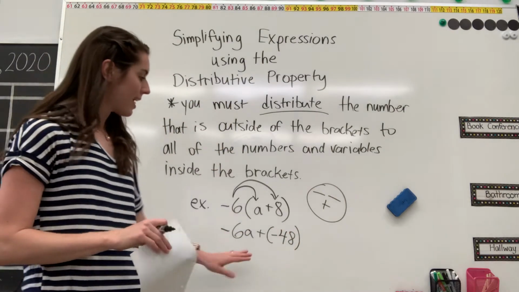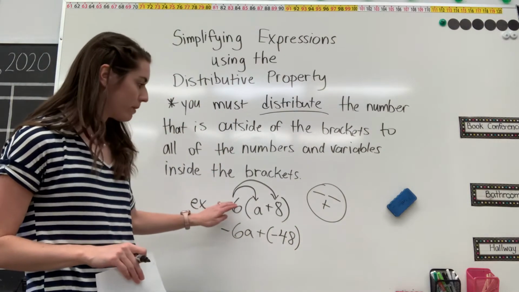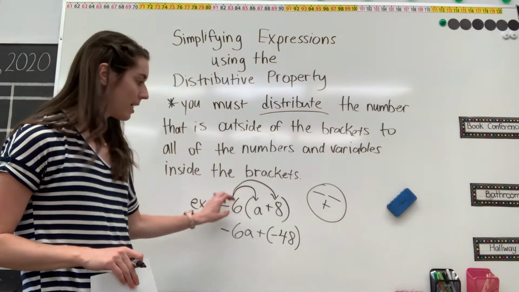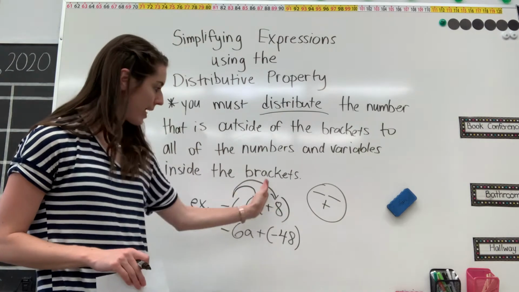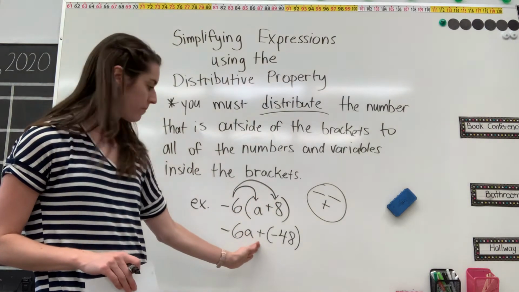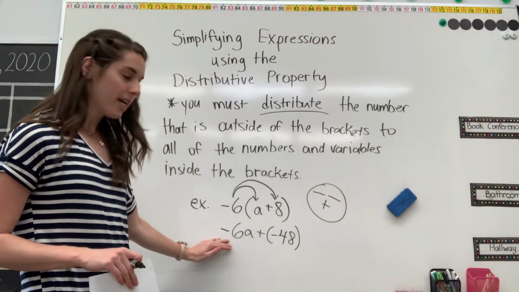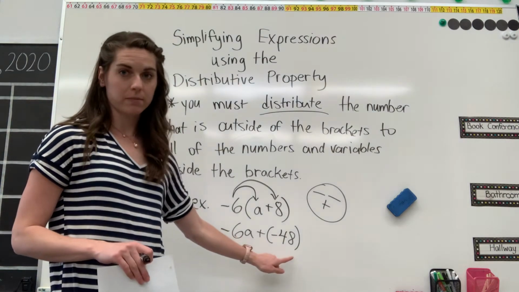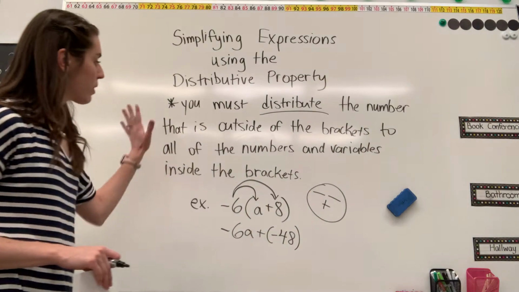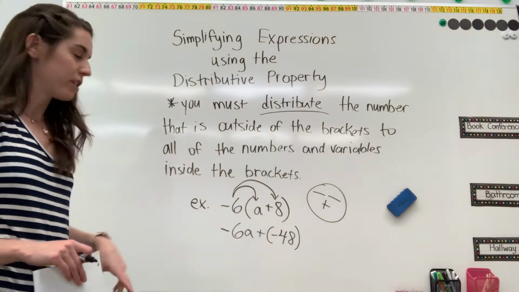Okay, so this is how we simplified. We distributed the negative 6 into the A and into the 8. Okay, and then we carry down our adding symbol. All right, so our final answer is negative 6A plus negative 48. Okay, so that is one example. I'm going to move on to another one right now.